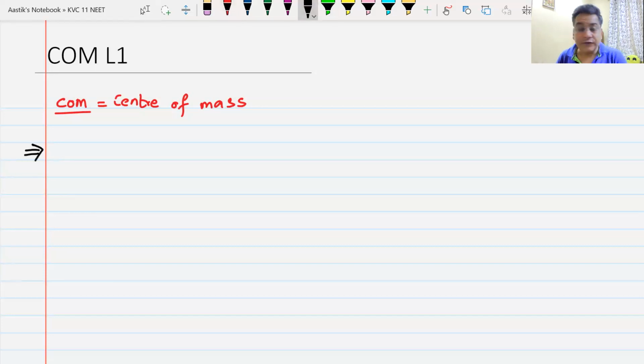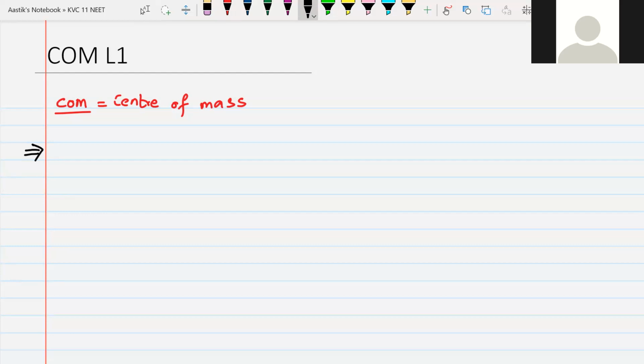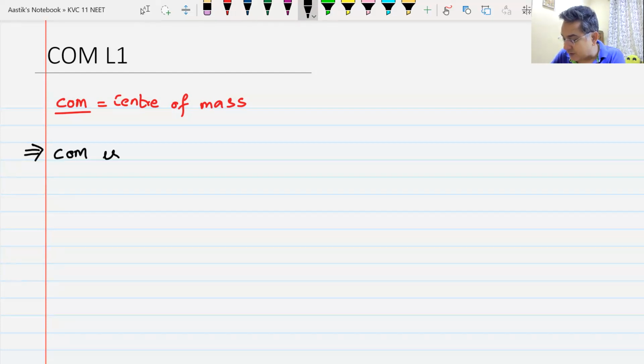So there are a few things that you must remember about the center of mass. We'll write them point wise and try to remember them. The first thing that you must remember about the center of mass: the center of mass is an imaginary point. Center of mass is not a real point. It's an imaginary point. It does not exist in real.